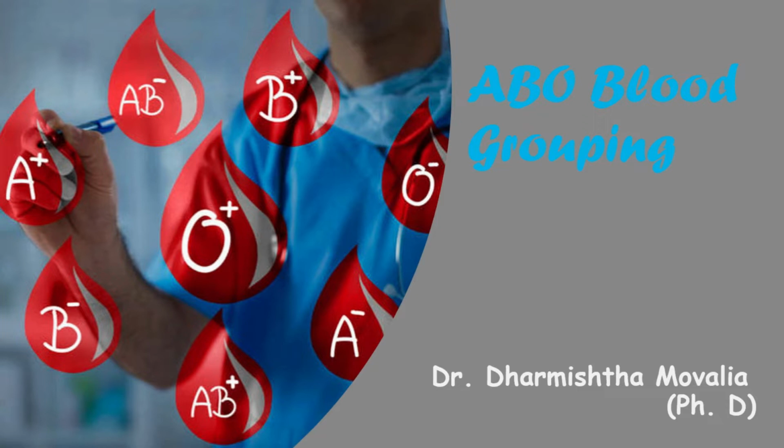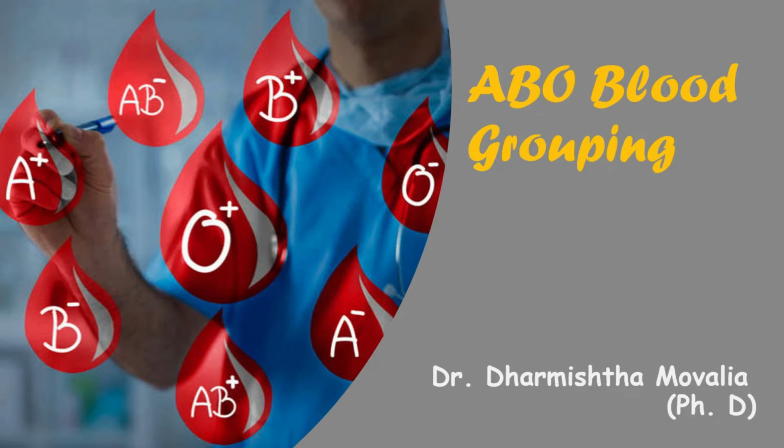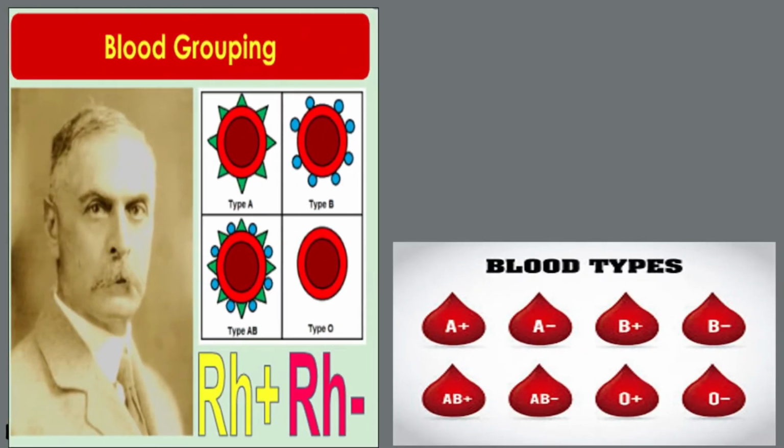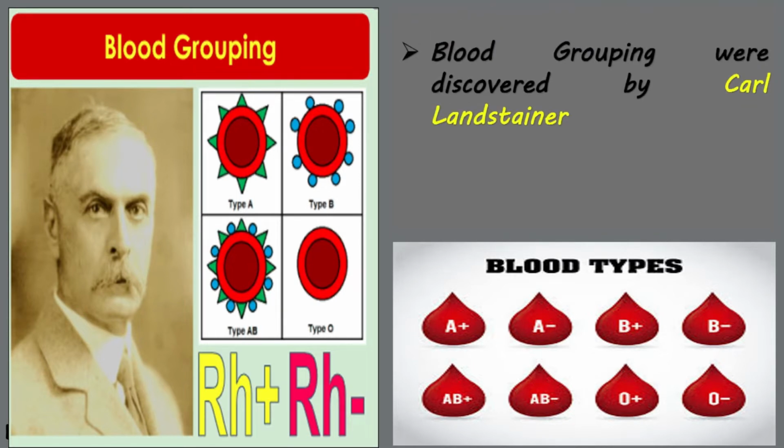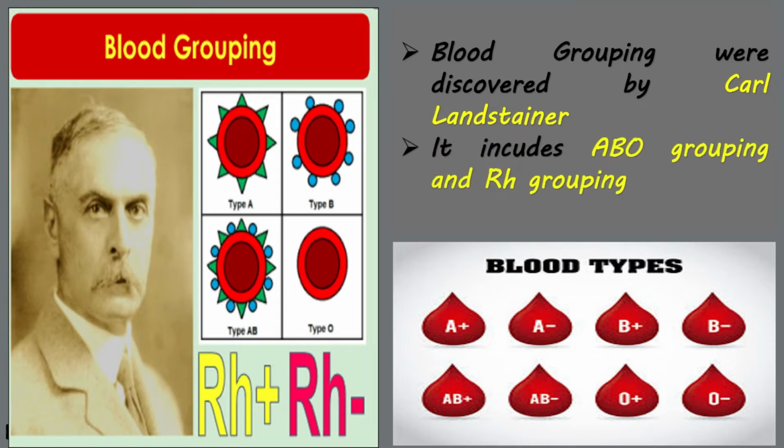Myself Dr. Dharmistya, and today we will discuss the ABO blood grouping. It is one of the topics in our NCERT textbook, chapter 18. Blood grouping was discovered by Karl Landsteiner, the scientist who gave the ABO blood grouping system as well as the Rh grouping system, both based on the red blood cells. So it includes ABO grouping and Rh grouping.